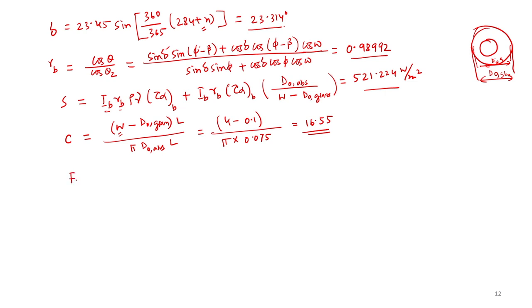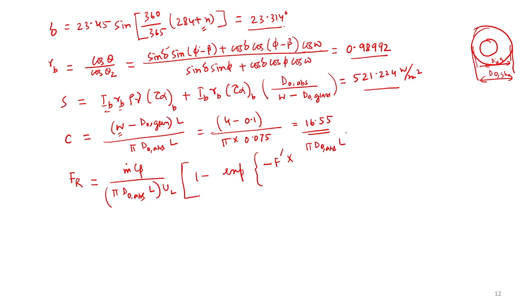Once we are done with this, we can calculate the collector heat removal factor. This FR we can calculate. It is represented by m dot Cp divided by pi D naught absorber multiplied by L times UL, and 1 minus exponential of minus F, the efficiency factor, multiplied by pi D naught absorber L times UL, divided by m dot Cp, where UL is the loss coefficient.